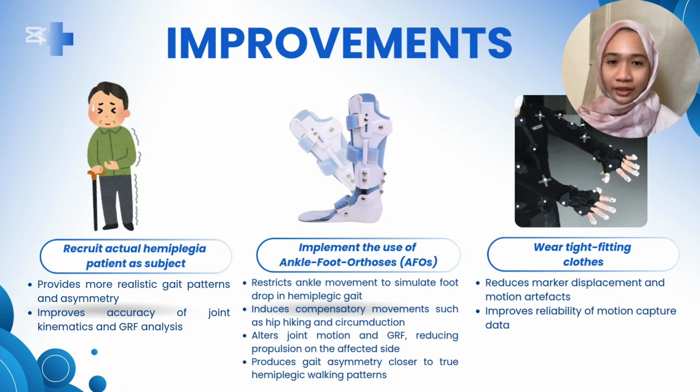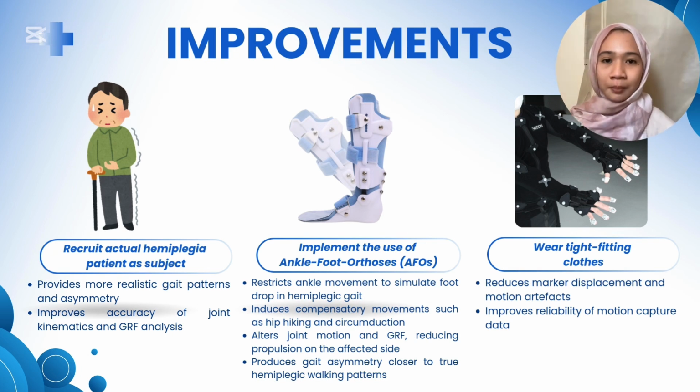To enhance data reliability, we propose three primary improvements. Ideally, recruiting actual hemiplegic patients would provide the most authentic representation of gait symmetry and ground reaction force distribution. If patient recruitment is restricted, we recommend the implementation of ankle foot orthoses (AFOs) during simulation. By mechanically restricting ankle dorsiflexion, an AFO forces the subject to adopt authentic compensatory movements like hip hiking and reduced propulsion on the affected side, producing a gait profile much closer to true hemiplegia. Finally, to eliminate motion artifacts, we must standardize the use of tight-fitting compression wear or direct-to-skin marker placement. This ensures that the Vicon system tracks anatomical landmarks precisely, minimizing displacement errors and ensuring the integrity of our computational biomechanical model.